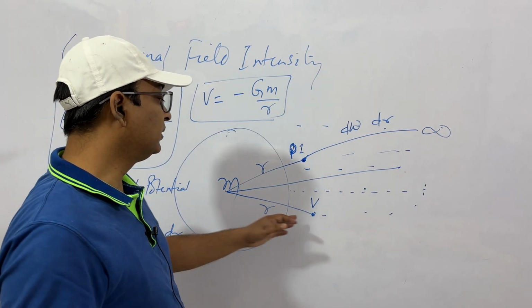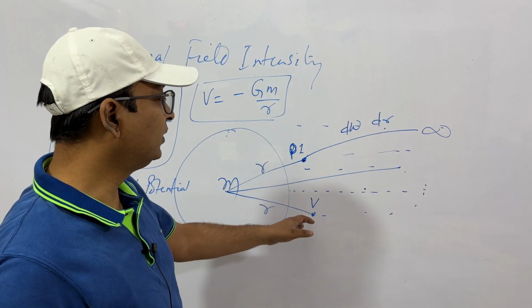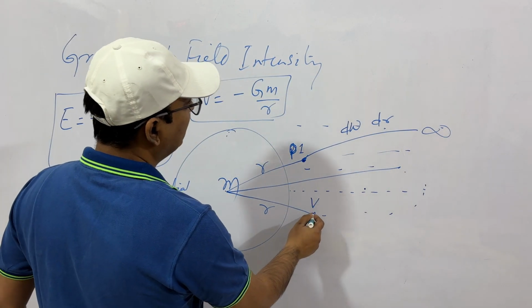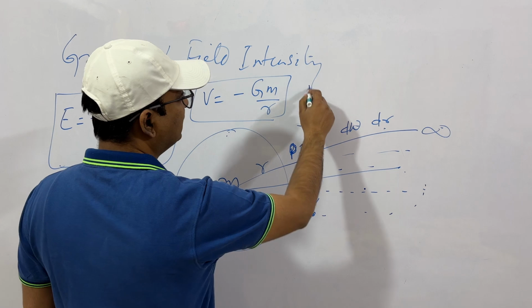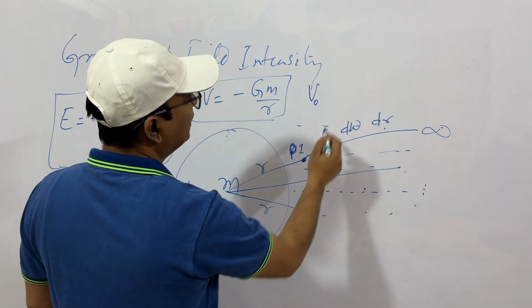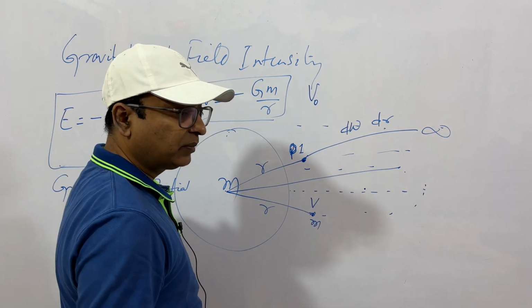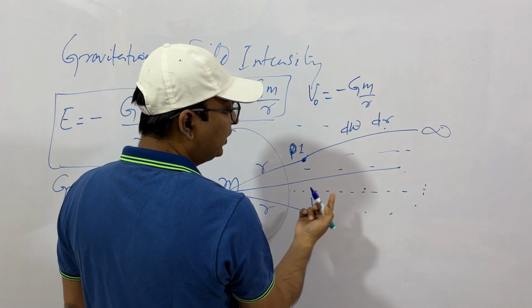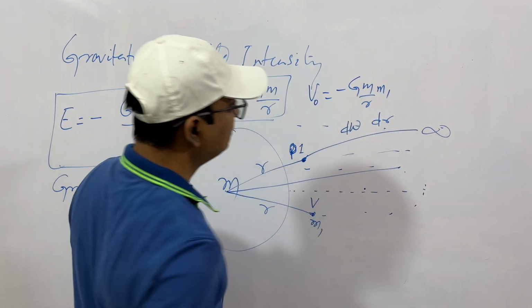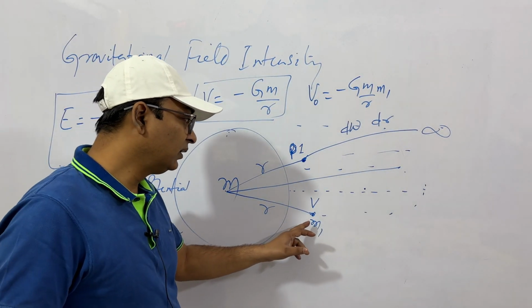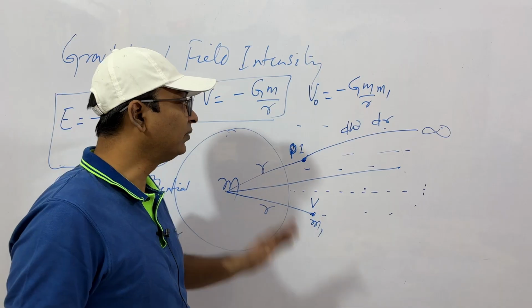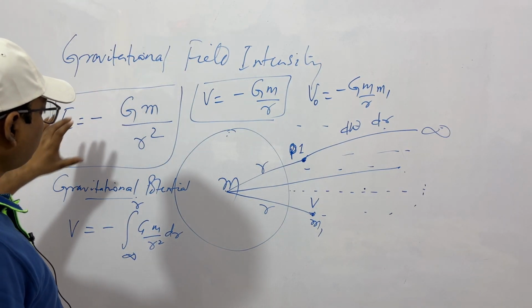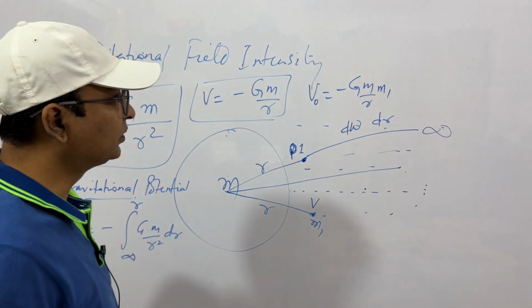And what is the definition of potential? The work done in bringing a unit mass from infinity to this point. So this is V, and if we want to know the potential energy of a body at this point, and the body is not a unit mass, let's say its mass is m1. So we know Gm by r is for unit mass. So for m1 it will be Gm into m1 by r. So this will be the potential energy of a body which has a mass m1. So I think this is clear: what is gravitational field, what is gravitational field intensity, what is gravitational potential, and their values.